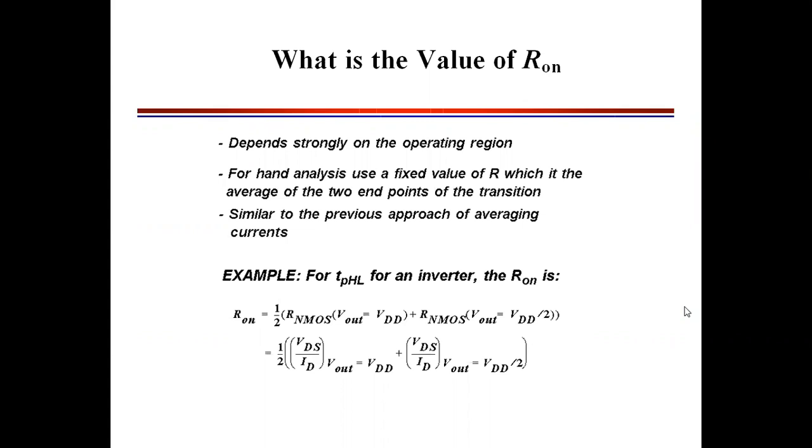Similarly, in the second case also, for R and MOS, you can replace that R and MOS with VDS by ID. How does this come? Simple Ohm's law. V is equal to IR, so I is equal to V by R, and R is equal to V by I. On that basis, it is VDS divided by ID, and V out is equal to VDD by 2. By the voltage divider rule, you can calculate this part.